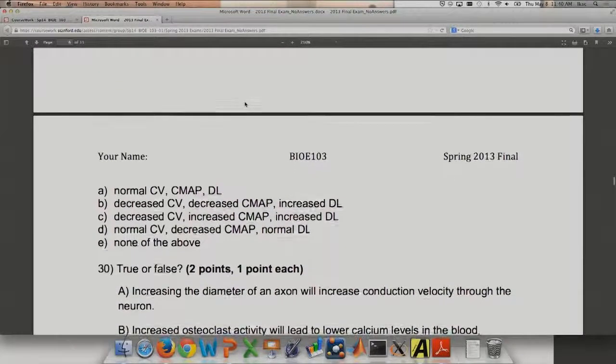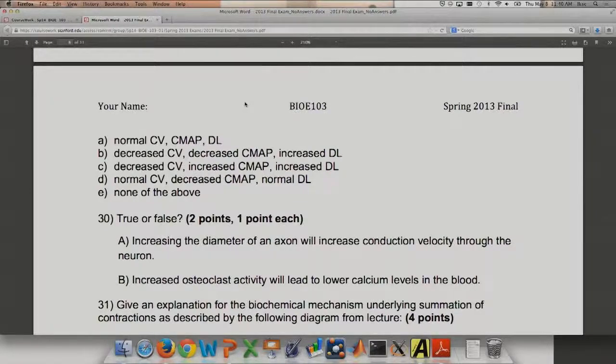Increasing the diameter of an axon will increase the conduction velocity through the neuron. True or false? True, yeah. With the diameter, the velocity increases. With the distance, it decreases with the length.